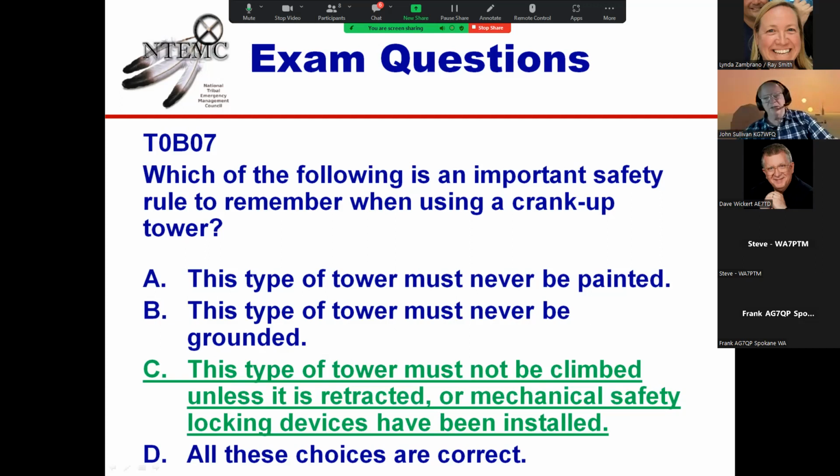This type of tower must not be climbed unless it is retracted. So if it's all the way down so that it can't fall, it can't move down, or a mechanical safety locking device has been installed, so something that will physically prevent it from retracting while you're on it. So that's your answer. All right.